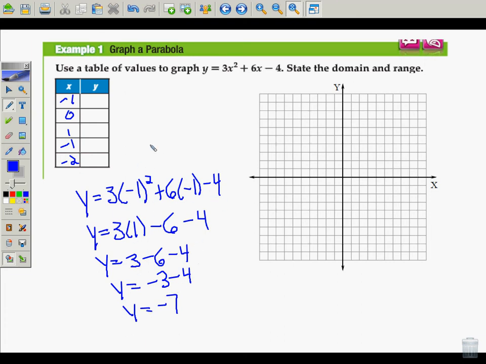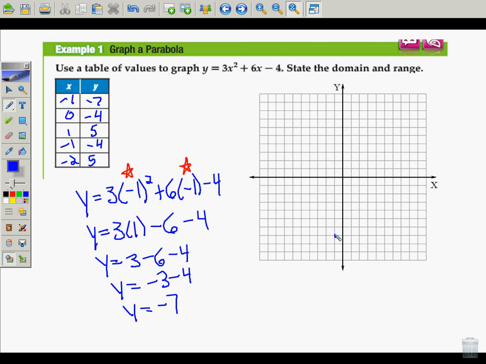When you go to find the other points, you plug in different values for x, and I'm just going to tell you what you would get. When you plug in 0 for x, y is -4. When x is 1, y is 5. When x is -1, y is -4. When x is -2, y is 5. So when I plot these points, I have -1, -7, and I have 0, -4.